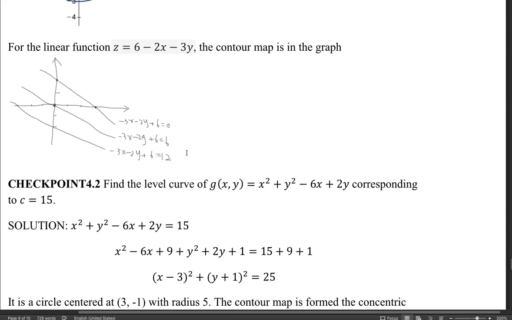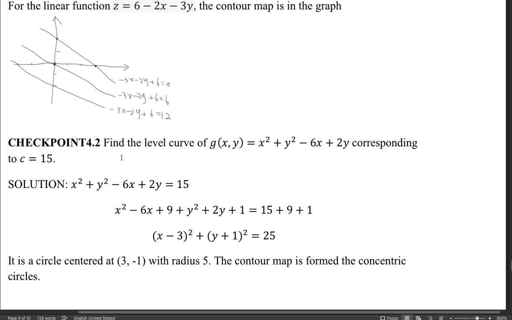I want to do one more example. This example is from the textbook. It asks for the level curve of this given function with a given constant equal to 15. So I set this entire function to 15. Remember the technique called completing the square. x squared minus 6x can form a square if I add the number 9. y squared plus 2y can form a perfect square if I add the number 1.